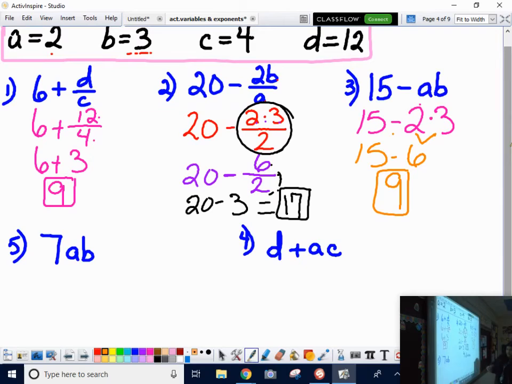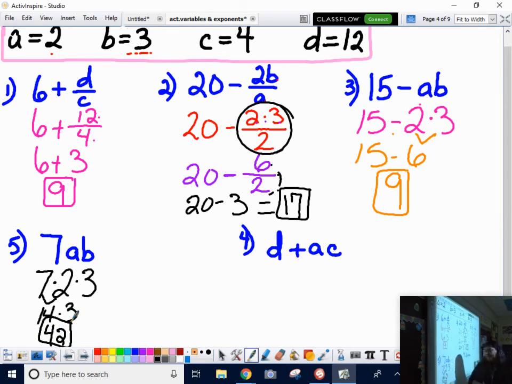I'm going to go right here so I can still see the numbers I need to plug in. Next one, 7AB. I have a number next to a variable, which means to multiply. And then I have a variable next to a variable, which also means to multiply. So all this is multiplication. The number stays the same. So 7 times A, which is represented by a 2, and B is represented by a 3. Now we just multiply from left to right. So 7 times 2 is 14, and then 14 times 3 is 42. Good.